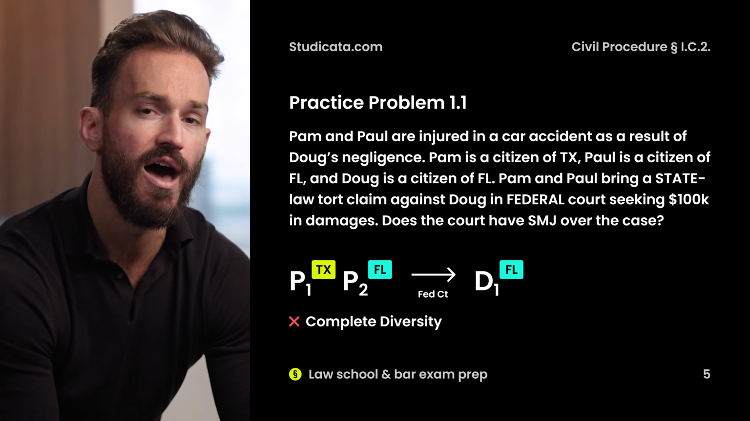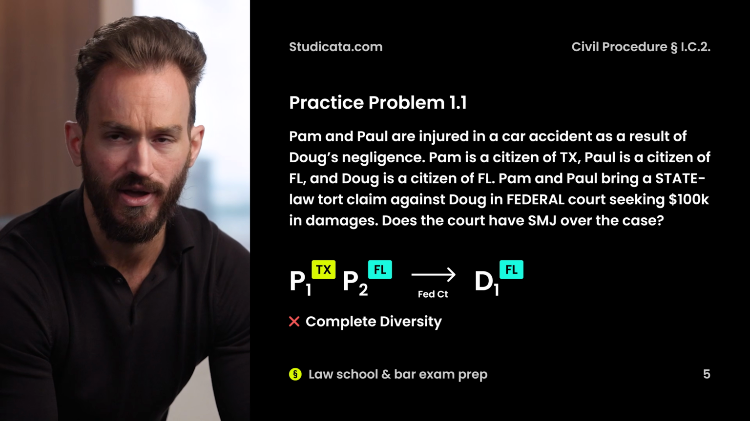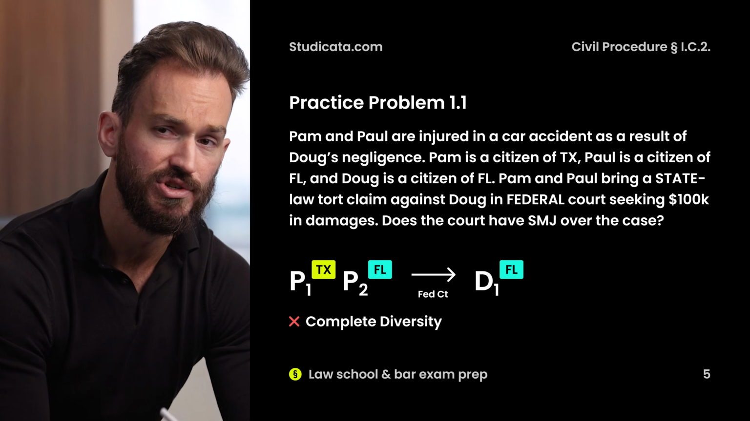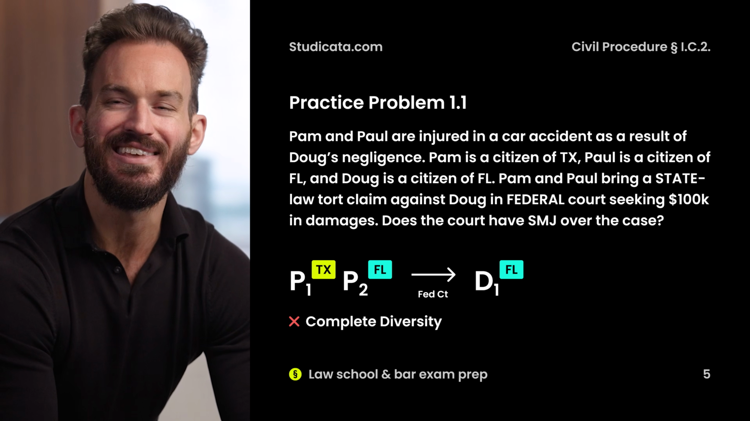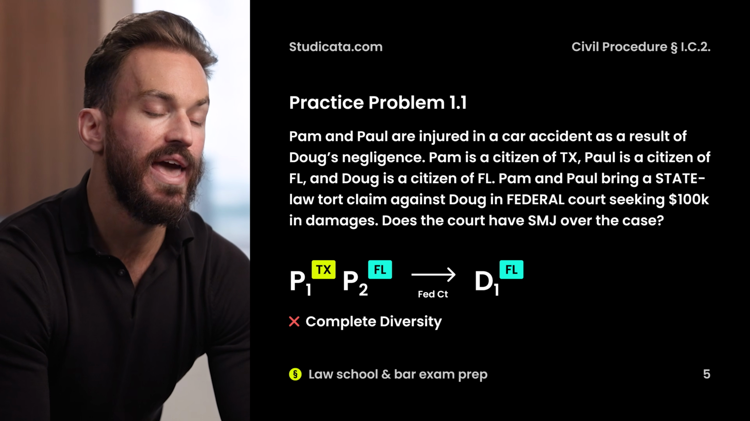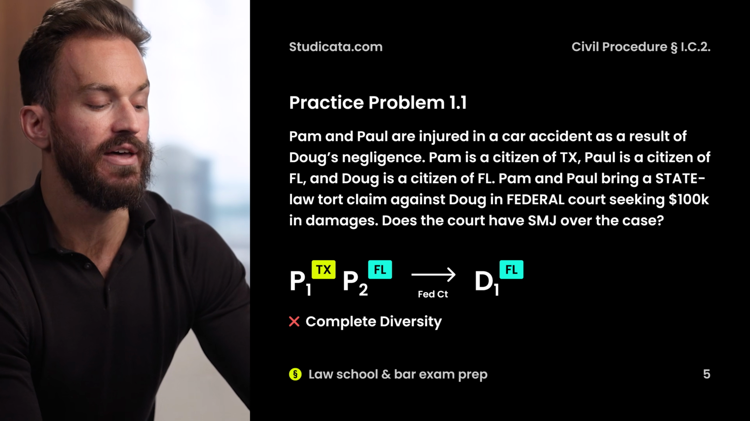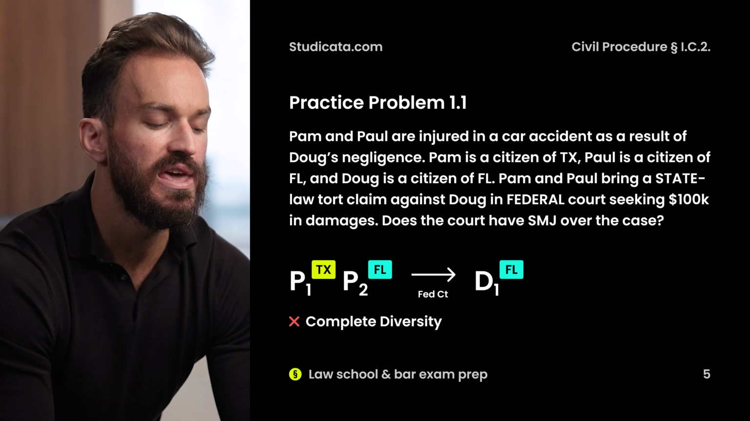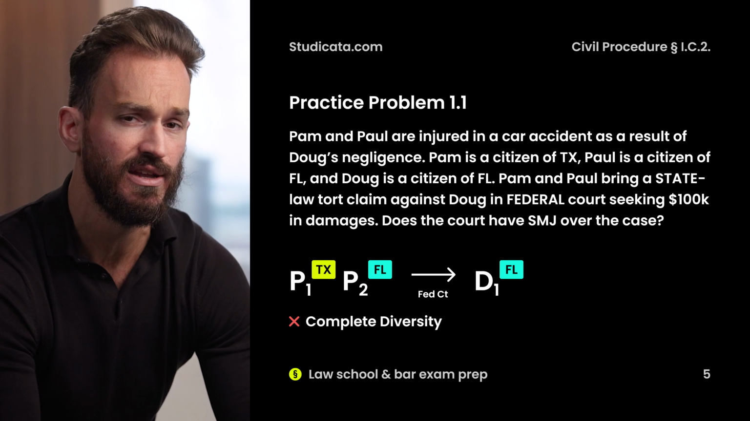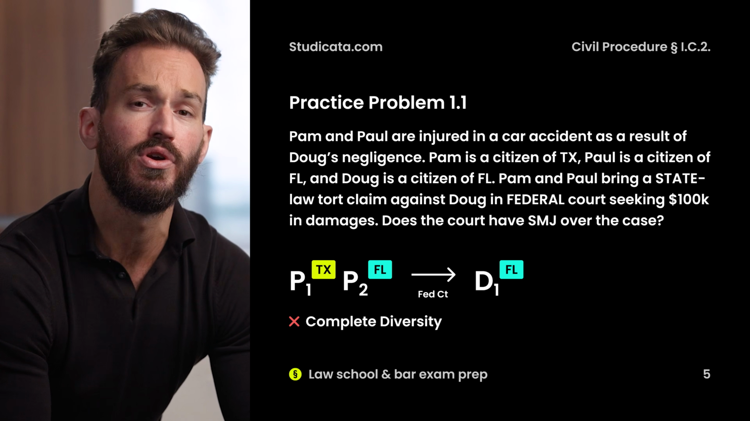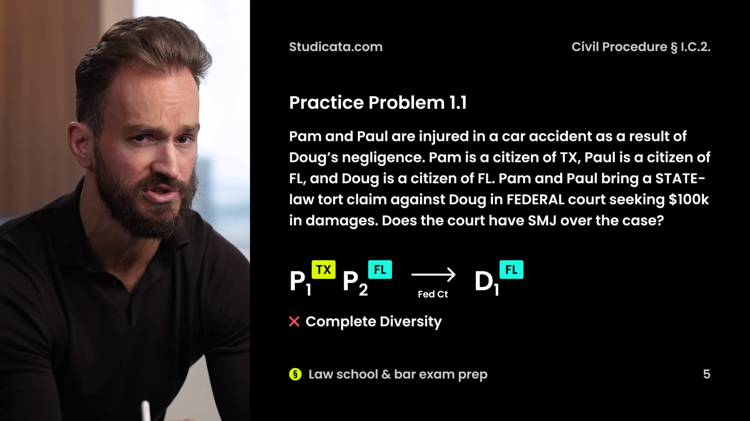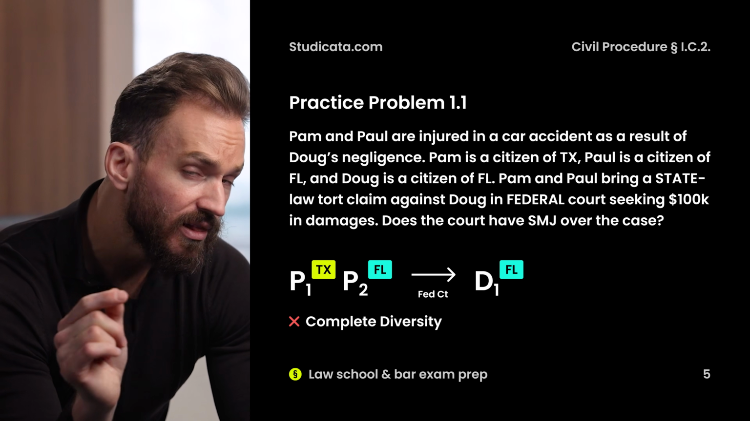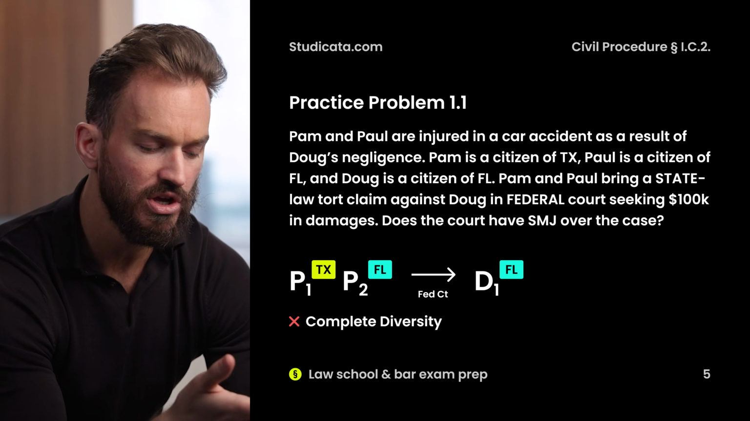We do not have complete diversity, okay? And if we look on the left side of our arrow and the right side of our arrow, we see we have a match, right? And I've color coded it. It's this teal highlighter color. Since we have that teal color on the left side of the arrow and on the right side of the arrow, we know P2, our second plaintiff, and our defendant share citizenship. There is no complete diversity between the parties pursuant to Section 1332.